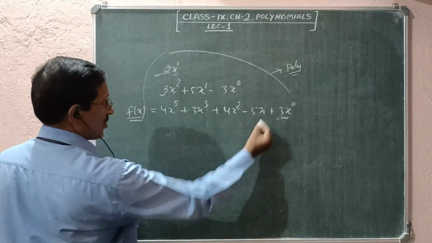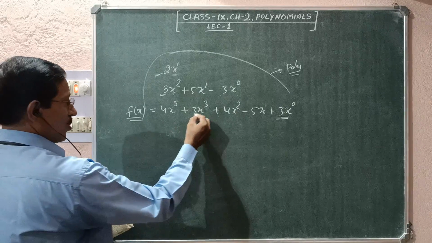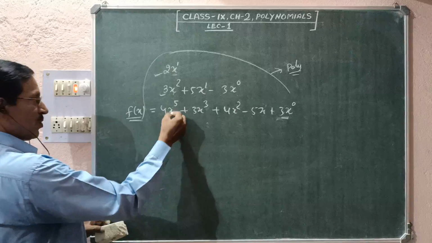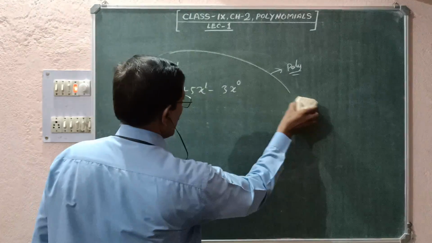3 is the constant term. Minus 5 is the coefficient of x, 4 is the coefficient of x square, 3 is the coefficient of x cube, 4 is the coefficient of x to the power 5. So in this way we identify the coefficient.